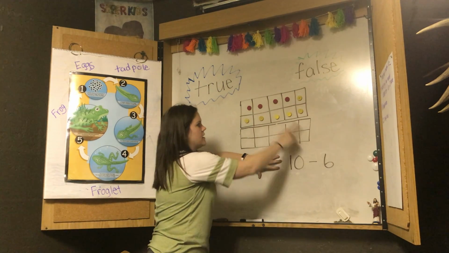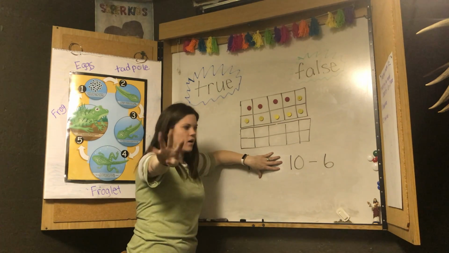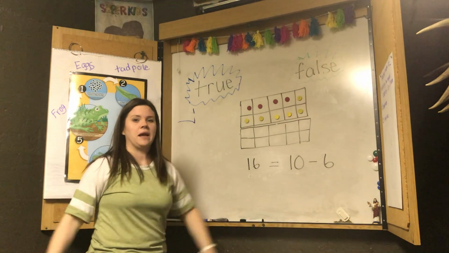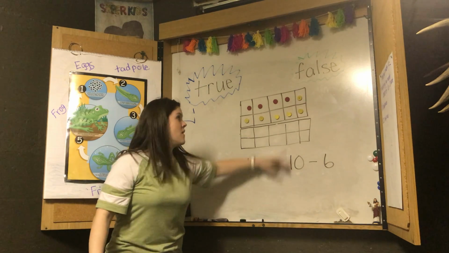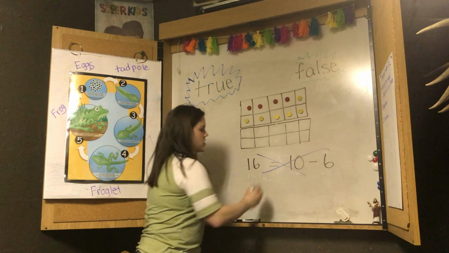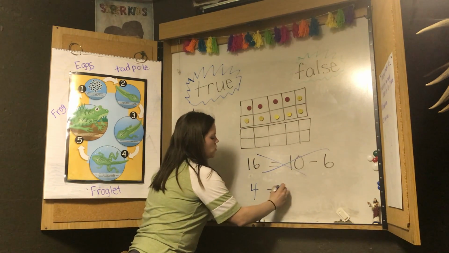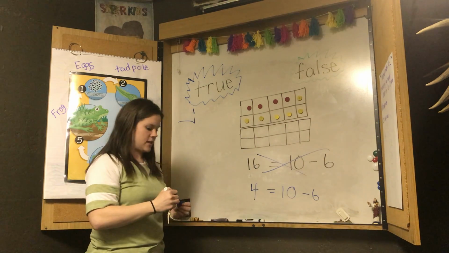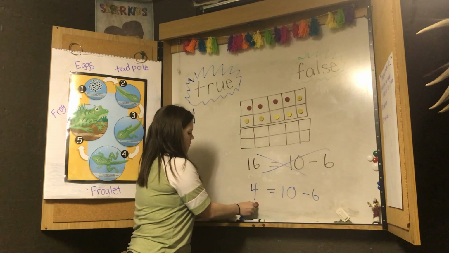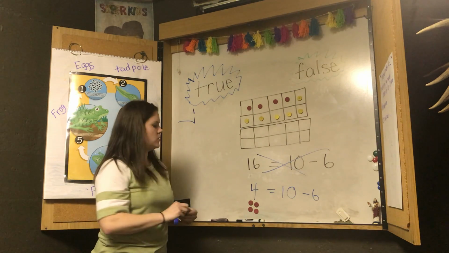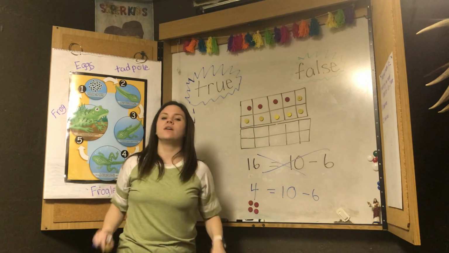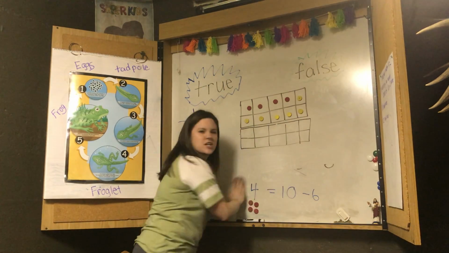10 minus 6 is what? 4. Is that number 4? Not even close. So guess what? This equation is false. It is not true. Not even close. It should say 4 is equal to 10 minus 6, right? We see right here 10 minus 6 is 4, and that would be the same as 4 on this side. Absolutely. This side is now equal to this side. This equation is true. This equation is false. Ooh, they tried to trick us, but you are too smart.